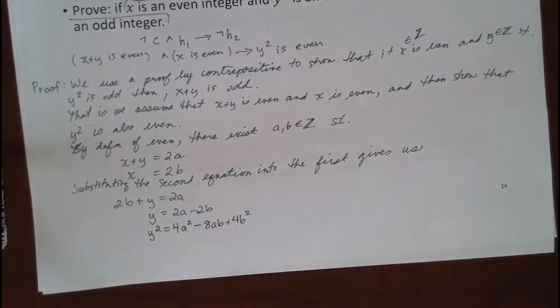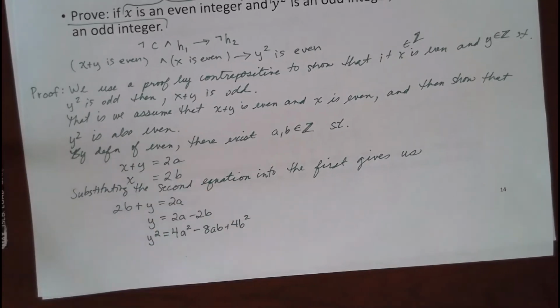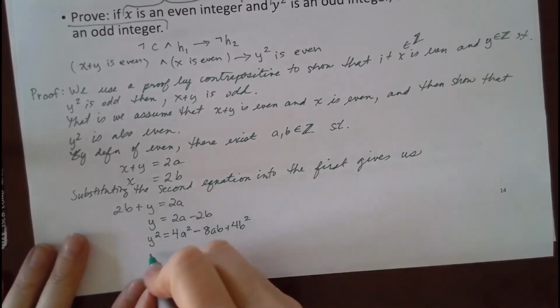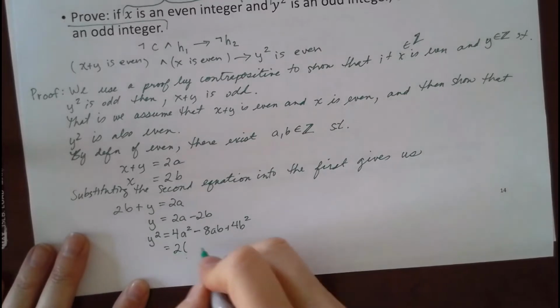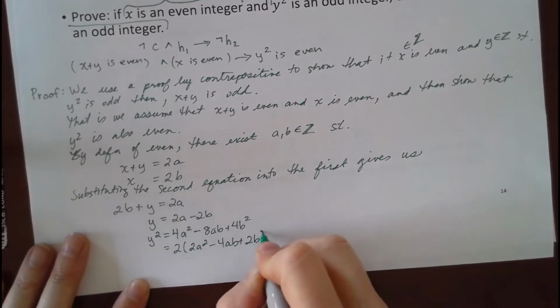And now what am I trying to do with y? I'm trying to show that y is even. Or sorry, y squared. Can I show that y squared is even? Yeah, pretty easily. I just have to show that it's 2 times some integer. So let's go ahead and factor a 2 out of there. So I'll have 2a squared minus 4ab plus 2b squared.